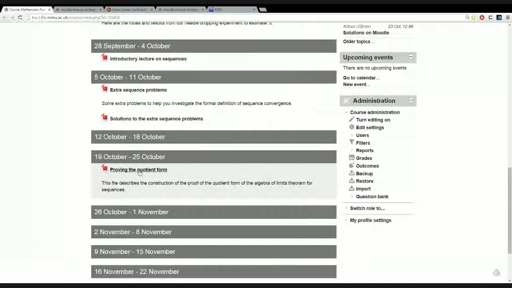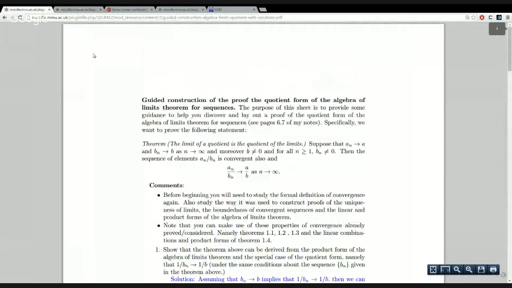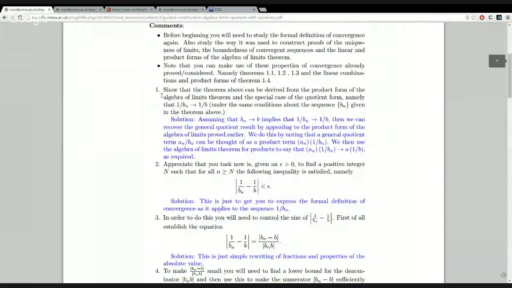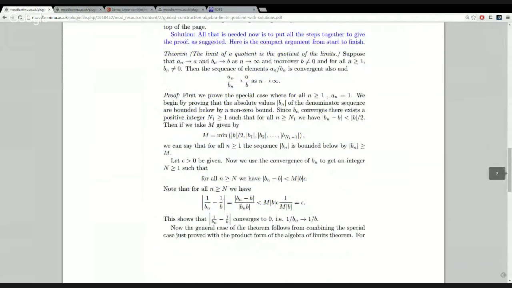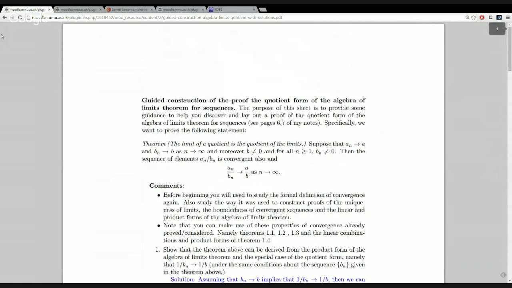And also the handout on proving the quotient form of the algebra of limits theorem. I've now added to that handout the solutions. You can see the solutions in blue there to each of the steps. And then, putting it all together, it ends with the final proof of the quotient form of the algebra of limits theorem for sequences. Okay. So if you haven't looked at that, I'd encourage you to go back and have a good read through and study of that.